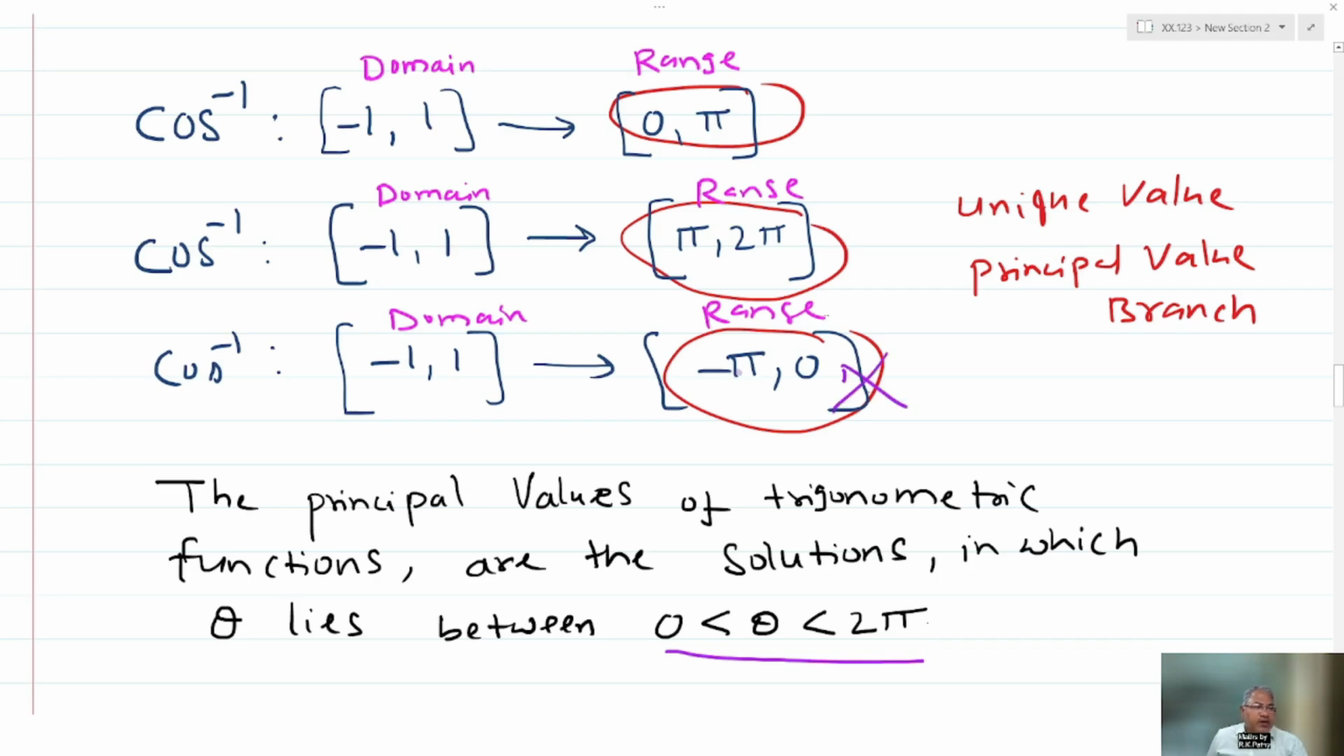Here, theta is not greater than 0, because there is a minus pi, so this range value cannot be selected. Here it is pi to 2 pi, but theta has to be greater than 0 and less than 2 pi, and here it is 2 pi, so we cannot select this value either. So we can select the first value, 0 to pi. This unique value is called the principal value branch, because theta is greater than 0 and less than 2 pi.